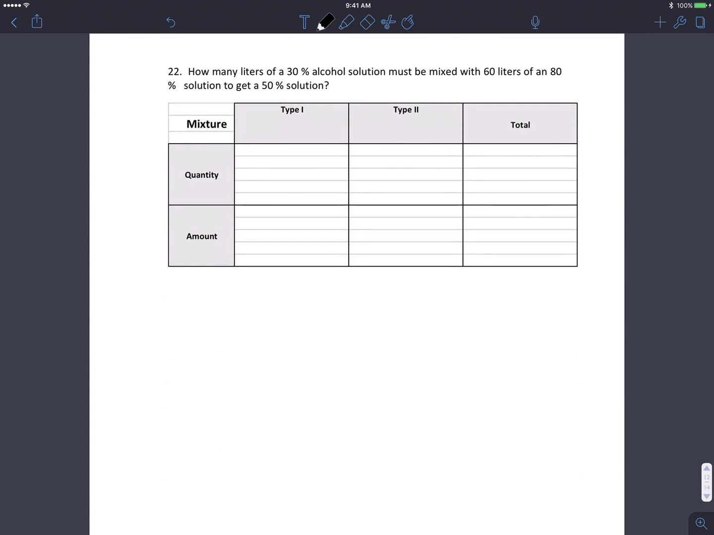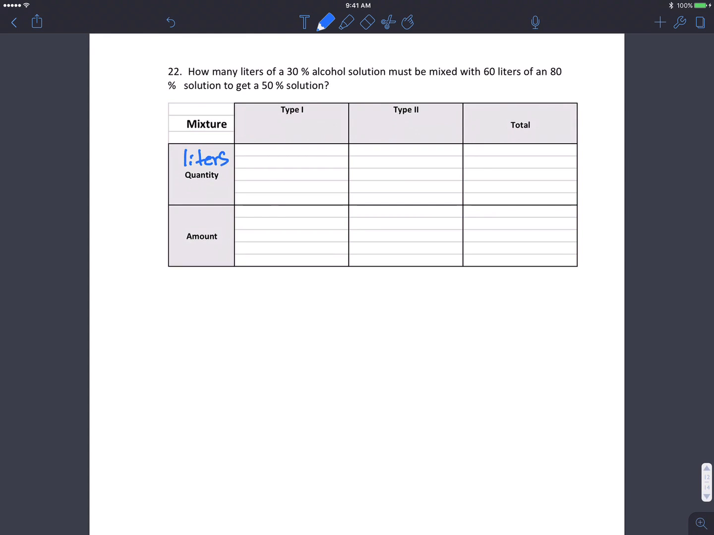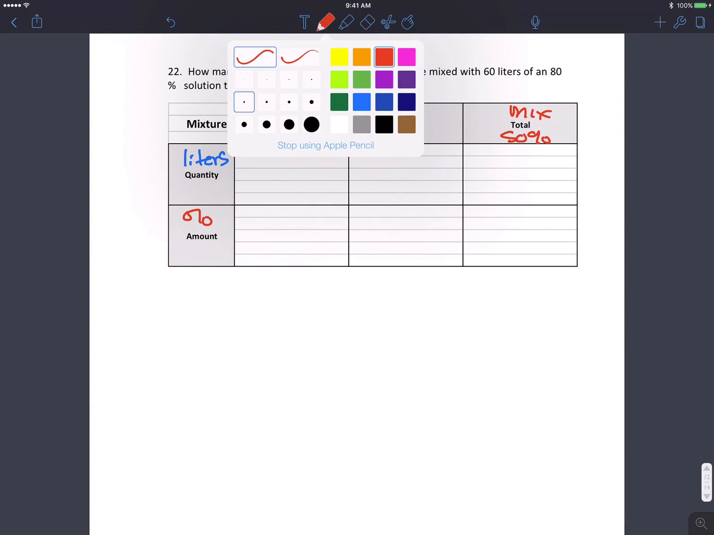That's number 20. Number 22. Another mixture question, so let's be careful here. How many liters? So the quantity here is in liters. Percent alcohol, the amount here is percent. We're going to get a mixture. Okay, how many liters of 30% alcohol must be mixed with 60 liters of 80% to get a 50%? So to get is the mixture. The mixture is a 50% alcohol solution. Let's see what the first type is here. So let's go back.